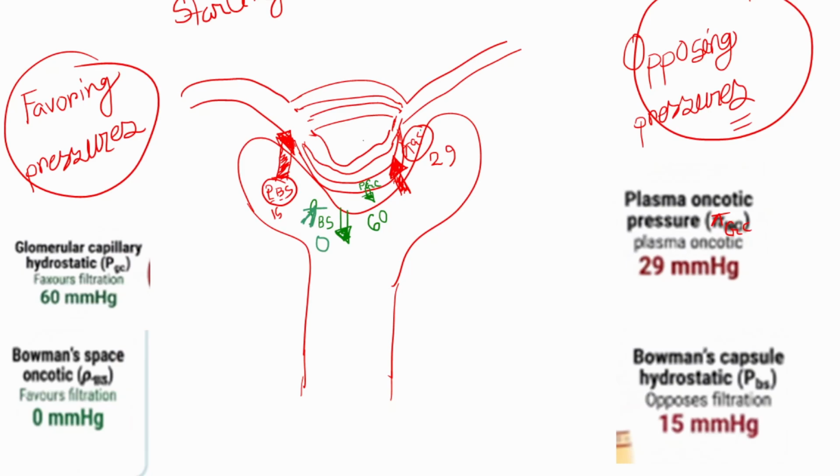Now, if we calculate the difference where 60 minus 15 minus 29 minus 0 occurs, we find a net filtration pressure, or NFP, of exactly 16 millimeters of mercury driving fluid forward. That means the net filtration pressure will drive the fluid out from the glomeruli into the Bowman space.